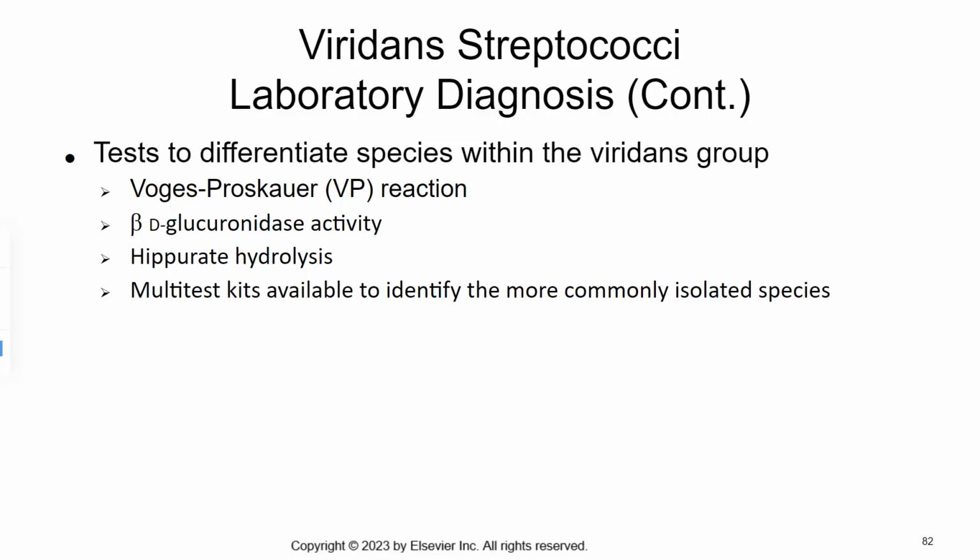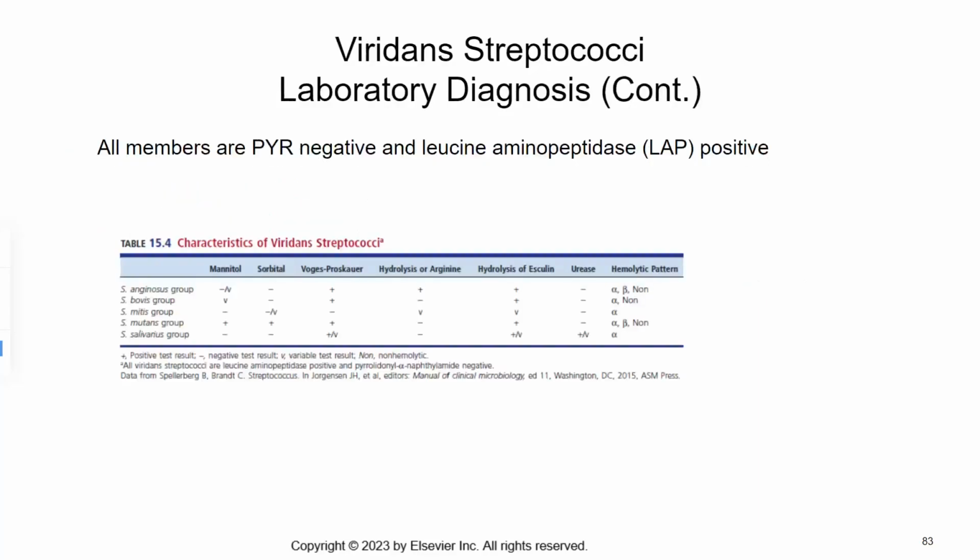Tests to differentiate the species within the viridans group include the VP test and hippurate hydrolysis. There are also multi-test kits that are available. And this gives you a further breakdown of other tests that can be used.